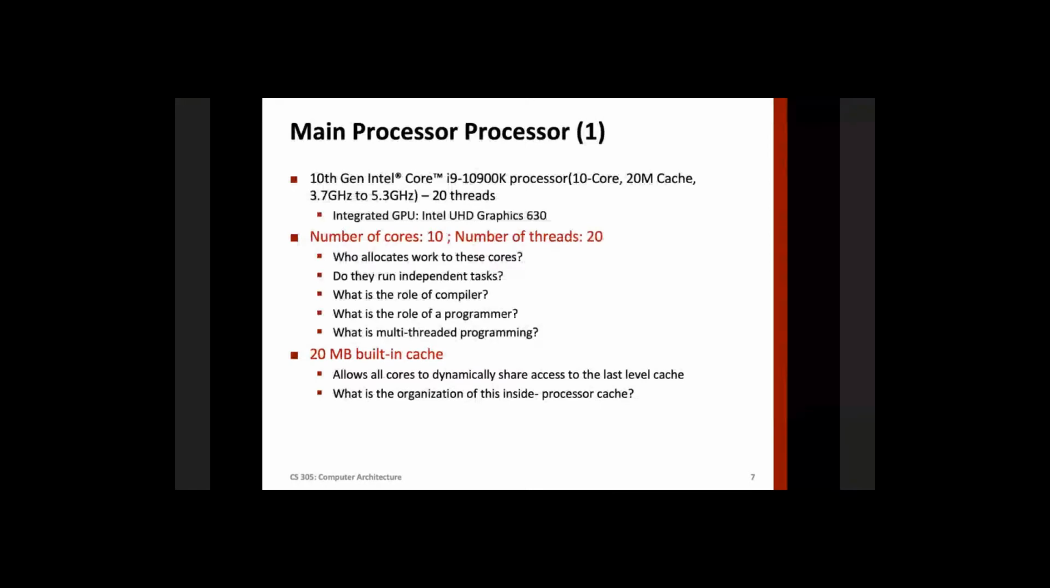Okay. Second thing is, do they run independent tasks or part of one task? A thread may run part of one task, another thread may run a different part, and so on and so forth, right? That we have to also see. And what is the role of the compiler here?